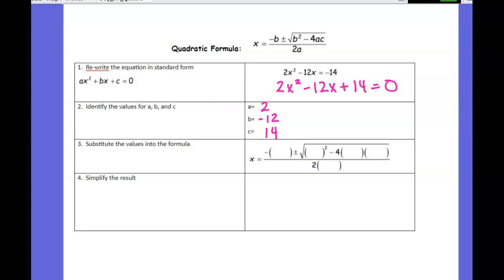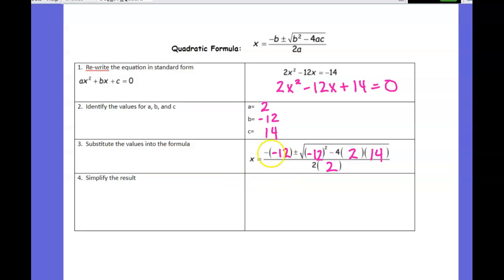From there, we're going to start using the formula. x is equal to, we're going to substitute in -b. The b value is -12, so eventually that -12 will become a +12. We're going to take that b, which is -12, and square it. Then we're going to take the number 4 times our a, which is 2, and our c is 14, all divided by 2 times 2. We're just plugging these values in.